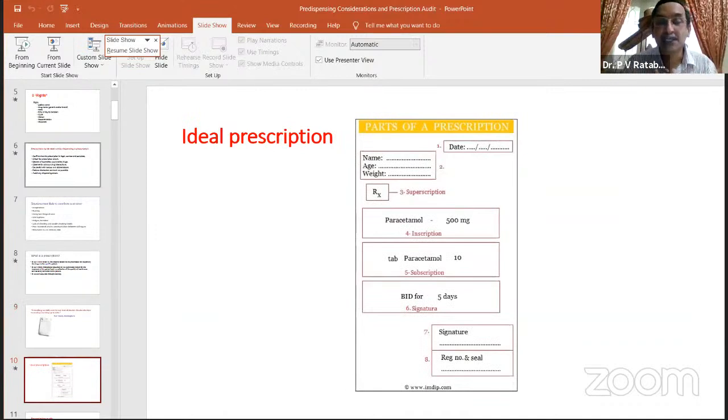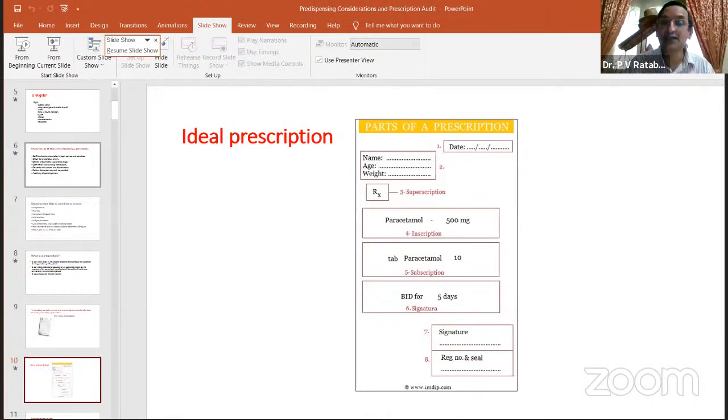This is an ideal prescription. These are the various parts of the prescription. There should be the date, very important, name of the patient, age, and maybe the weight. Then there is "take thou", whatever I write, the superscription. Then the actual inscription, say paracetamol 500 milligrams. How many tablets? That will be the subscription. What is the dose, BID for 5 days or TDS for 10 days, whatever it is, that is the signatura. And very important, the signature of the doctor, registration number and seal.